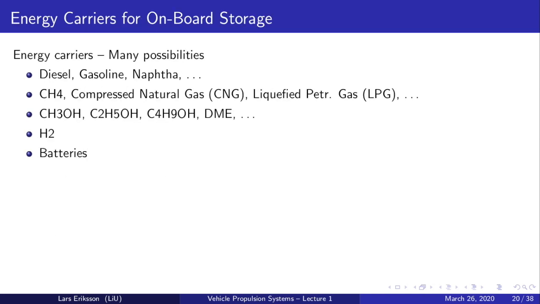When we come to the energy carriers for onboard storage, we have many possibilities there too. We have, for example, the regular diesel, we have gasoline, naphtha is a potential fuel.